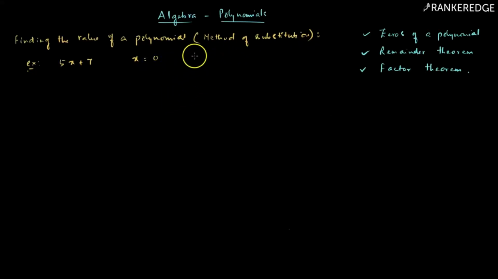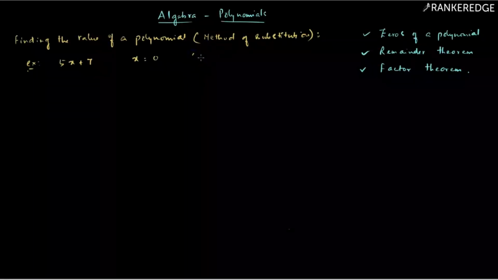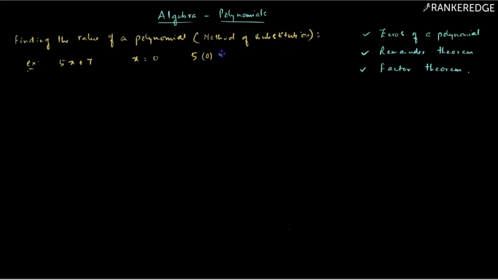We use the method of substitution. Wherever the variable x appears in this polynomial, we have to substitute the value of x as the given value. In this case, it is 0. Let's put the value of x as 0 and find the value of 5x plus 7. That means 5 into 0 plus 7, that is equal to 7. This is the value of the polynomial when x is equal to 0.